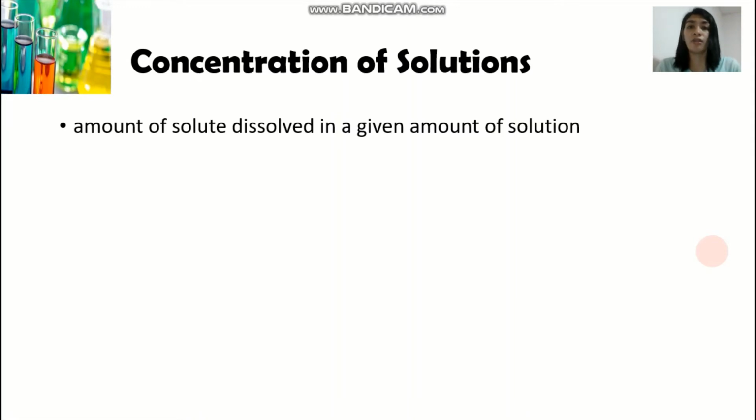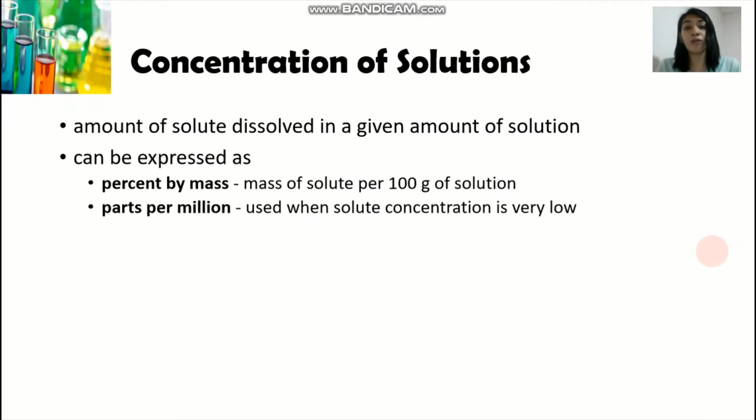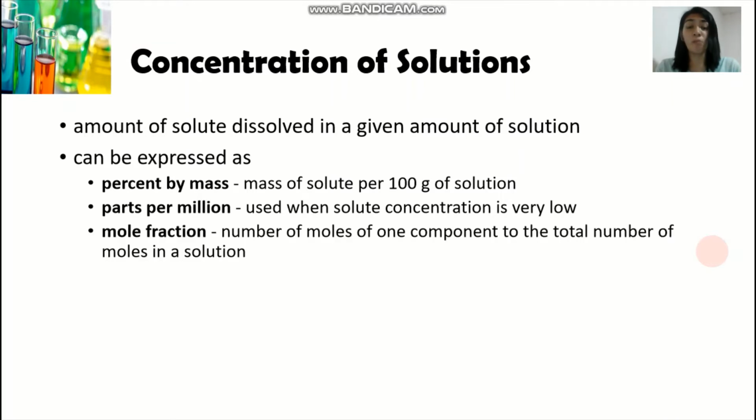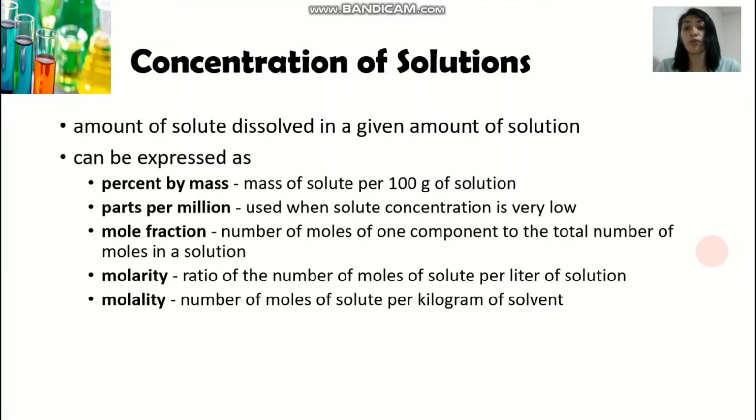Okay. Now, another way to describe your solutions is through their concentration. Okay, so the concentration is the amount of solute dissolved in a given amount of solution. So it can be expressed as percent by mass, or the mass of the solute per 100 grams of solution. Parts per million, which is used when the solute concentration is very low. Mole fraction, the ratio of the number of moles of one component to the total number of moles in a solution. Molarity, or simply the ratio of the number of moles of solute per liter of solution.